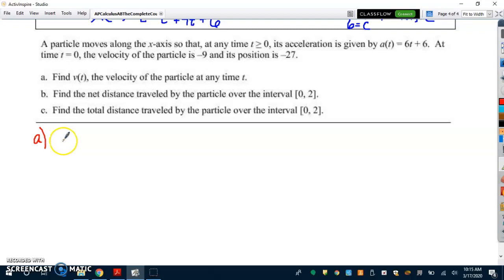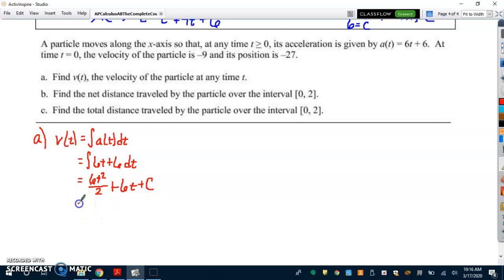Letter A says find v of t, the velocity of the particle at any time t. Well, v of t is going to be the integral of a of t dt, correct? That's correct. So that's going to be the integral of 6t plus 6 dt. And we're going to have 6t squared over 2 plus 6t plus c. So we've got 3t squared plus 6t plus c.